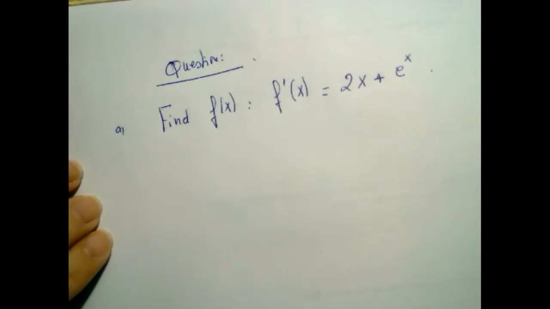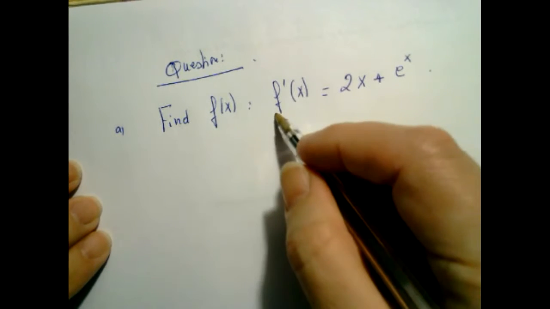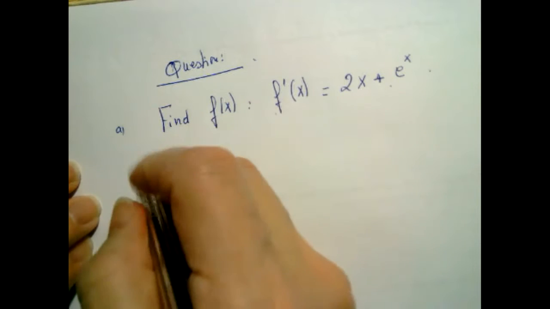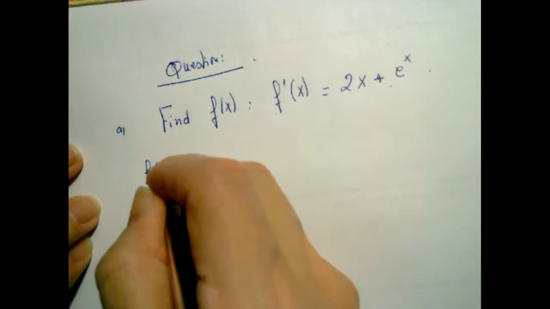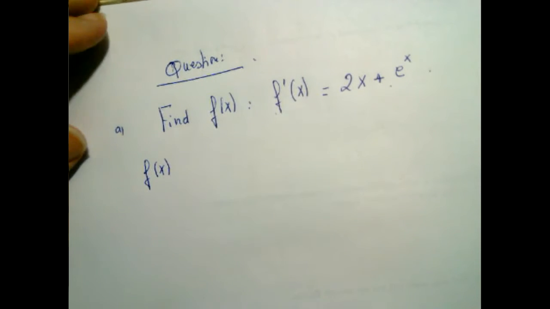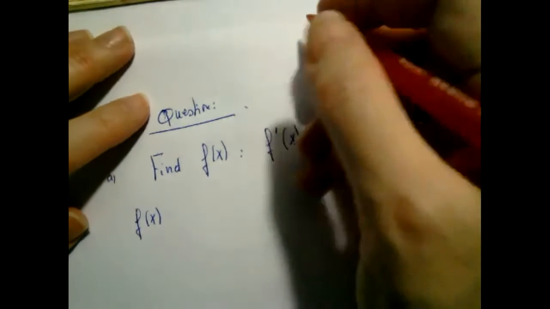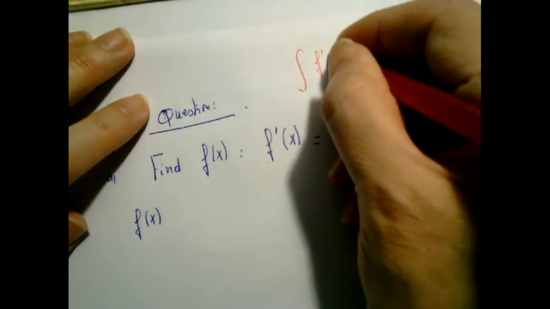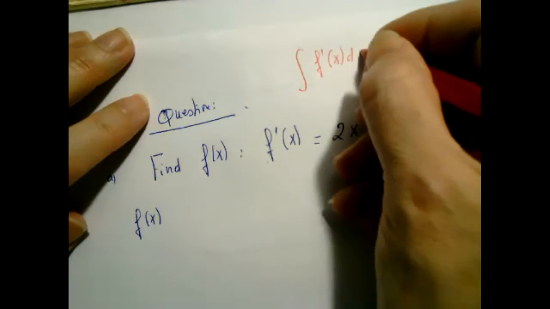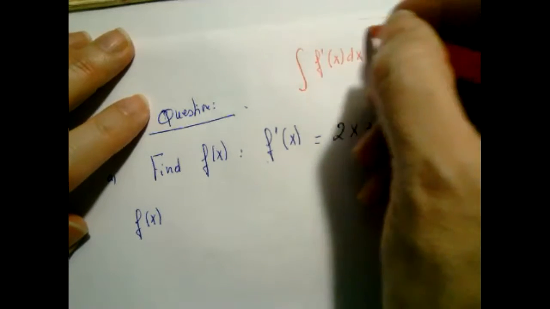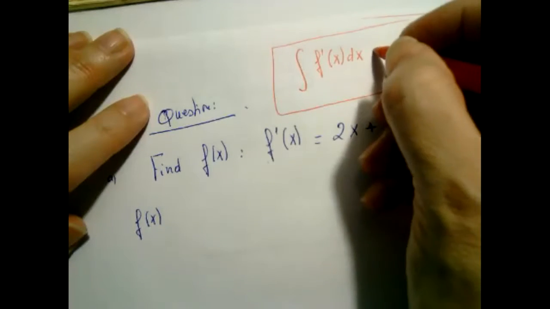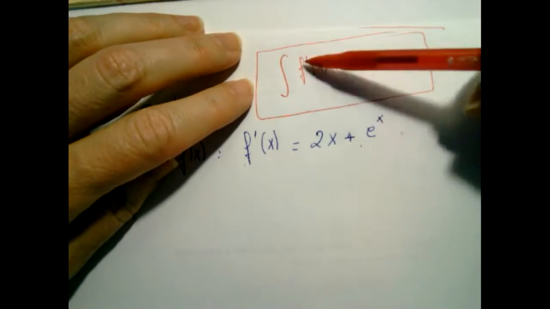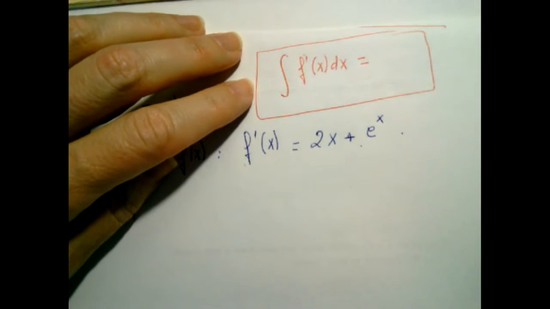So instead of telling you to find the antiderivative, I'm giving you the derivative and I'm asking you to find the function. All right, so how are we going to do that? I'm going to write something, but before I write it, I'm going to ask you the question. What is the antiderivative of f prime of x dx? Back to you. This red box. What's the antiderivative of f prime?